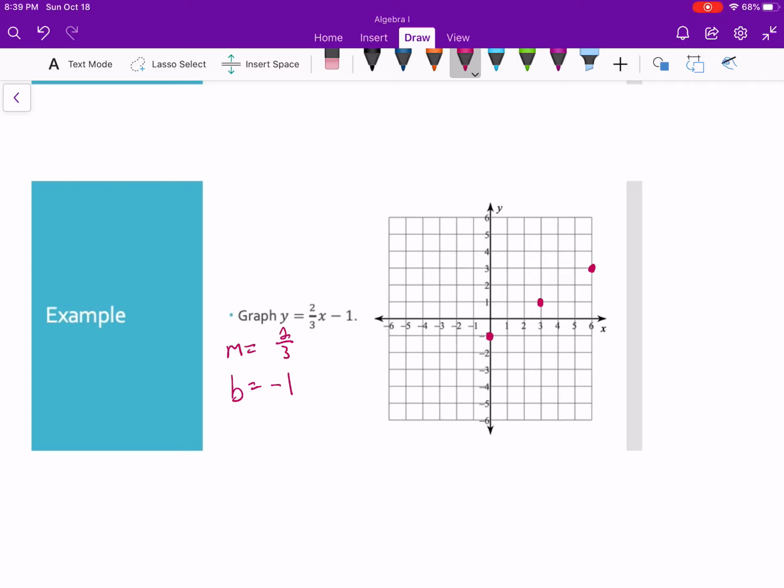Also remember that 2/3 is like -2 over -3, so we could go the opposite way as well. We could go down 2 and left 3. But if we notice, they form a pretty nice straight line for us, and then once we have at least 3 points, we can just connect the dots and then draw our arrows at the end to show that the line goes on forever and ever in both directions.